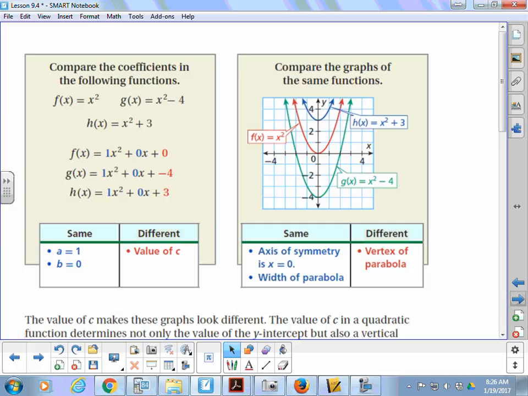So we're going to be looking at comparing the values of a, b, and c. All right? And mostly we're just going to look at a and c. So how does a affect the graph? How does c affect the graph? All right? So a is only going to affect whether it opens up or down and whether it's narrower or wider, where c is going to change where the vertex is. Because c is going to move the vertex down if it's negative, and up if it's positive.